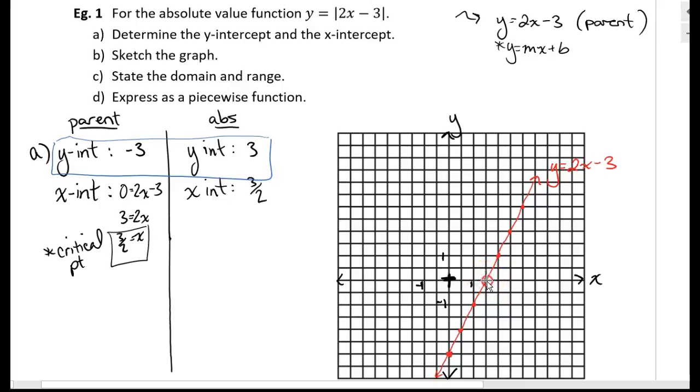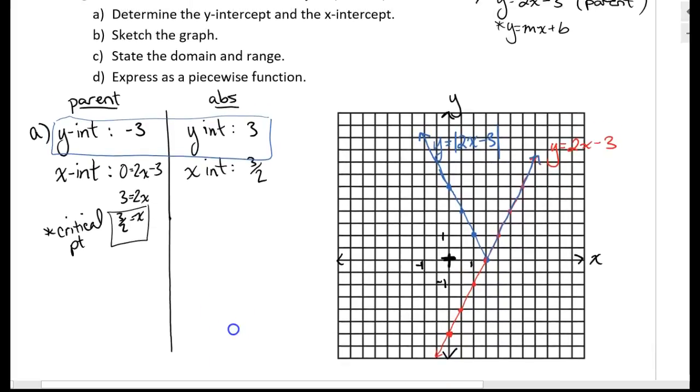So my critical point is 1.5 or 3 halves. And all the points from there are going to go in the opposite direction. Instead of being negative, they're going to be positive, and so they're going to go upward as well. This side stays the same. All those invariant points, they were already positive, they don't need to change. And so this is my y equals absolute value of 2x minus 3.